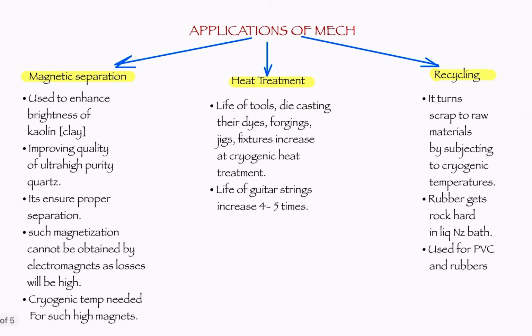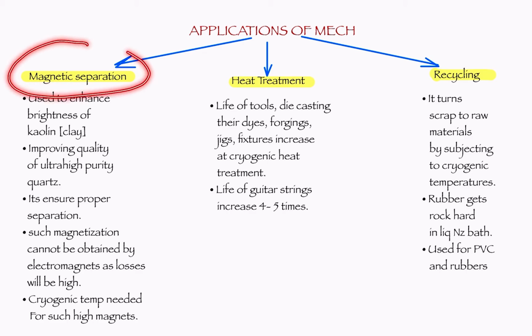So let's see the applications of cryogenic engineering in the mechanical stream. Okay, so there are three basic applications in mechanical: magnetic separation, heat treatment and recycling. There are many more, but we will learn these three. Okay, so let's start with magnetic separation.